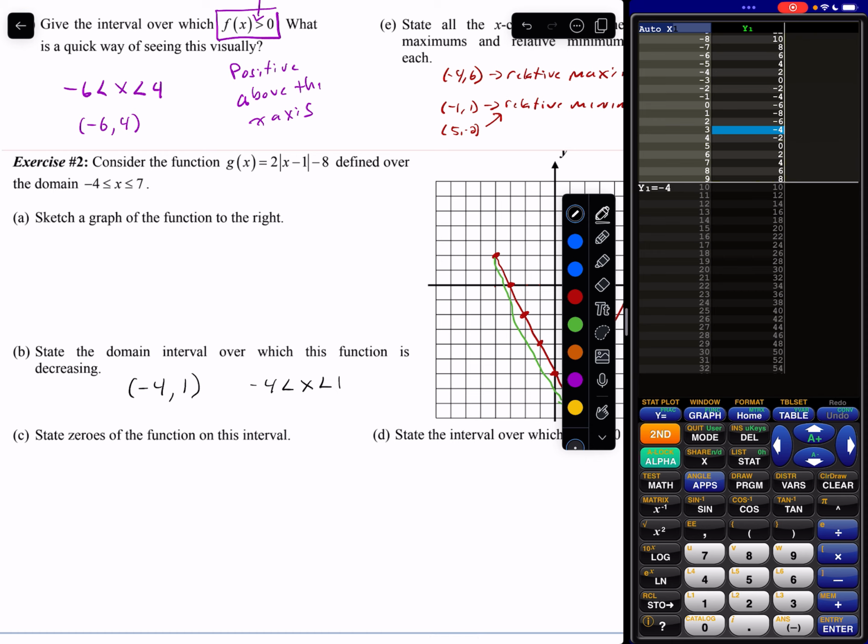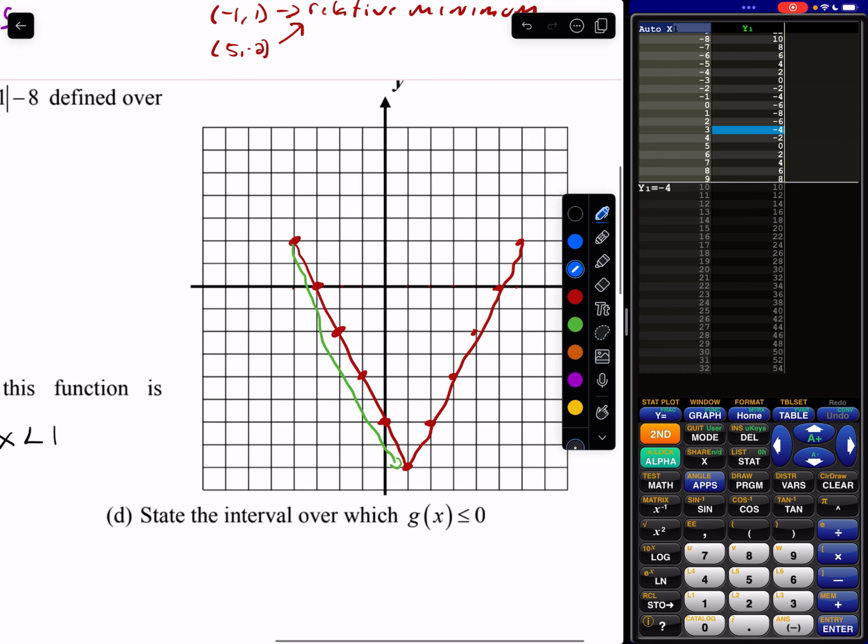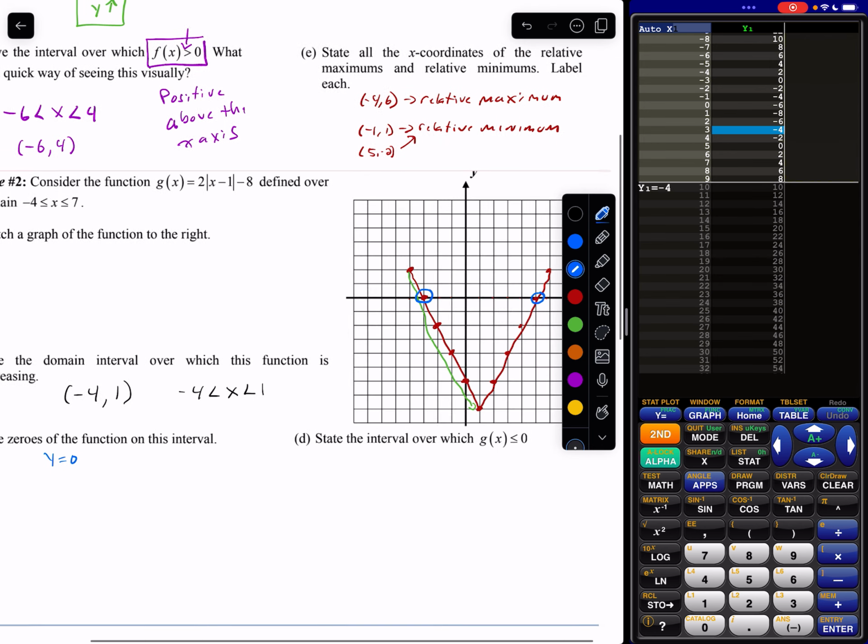Now state the zeros of the function. Where are the zeros of the function? Remember, the zeros are when y is equal to 0, or it hits the x-axis. Okay, and we can see this point right here and this point right here are where it hits the x-axis. So the zeros, we would say the point negative 3, comma 0. And then we'd say 1, 2, 3, 4, 5, comma 0 are the zeros.